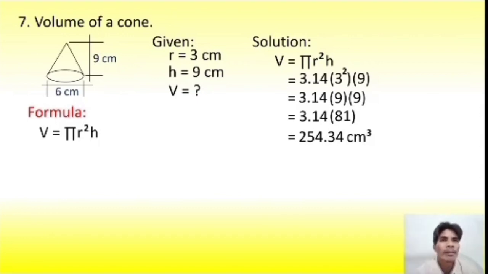So the volume of the cone whose diameter is 6 cm and the height is 9 cm is 254.34 cm cube. Sana po ay inyong naintindihan.